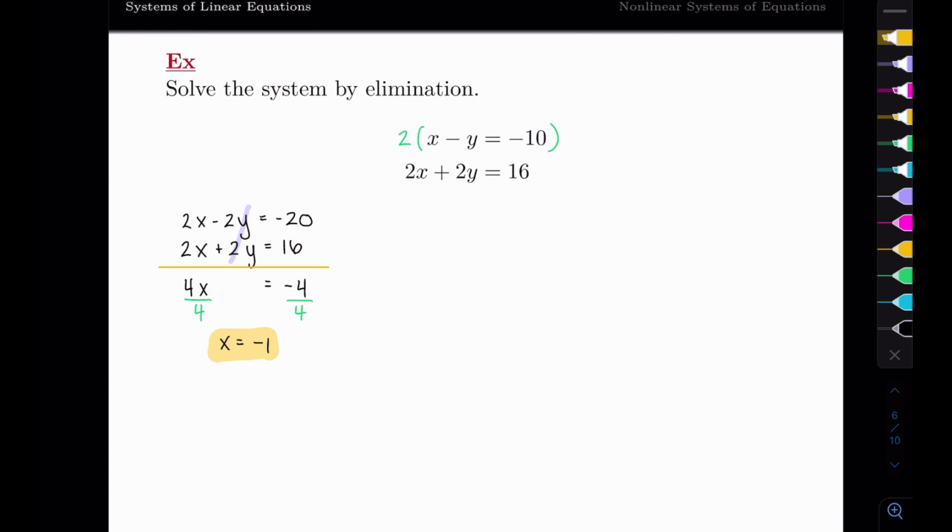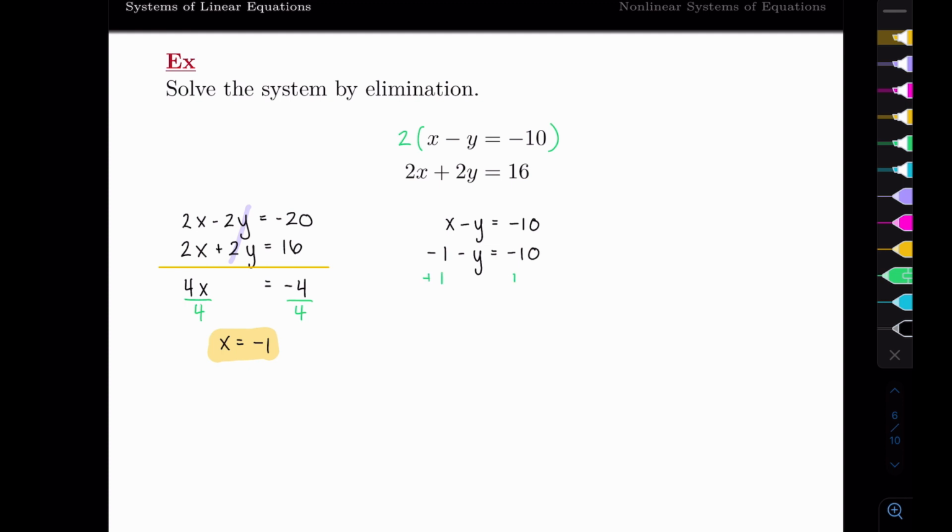And now that I have x, I just need to figure out what y is. You can plug that into either of these original equations and find your missing variable. So I'm going to use the first. We know x minus y has to equal negative 10. We just found out x is negative 1, so I'm going to replace that in the equation, and I solve for y.